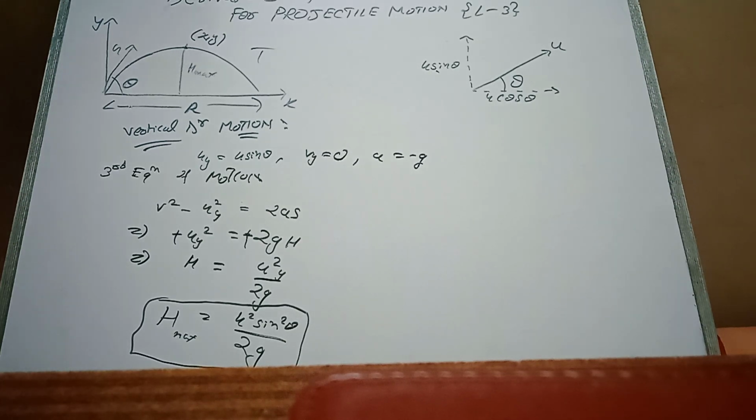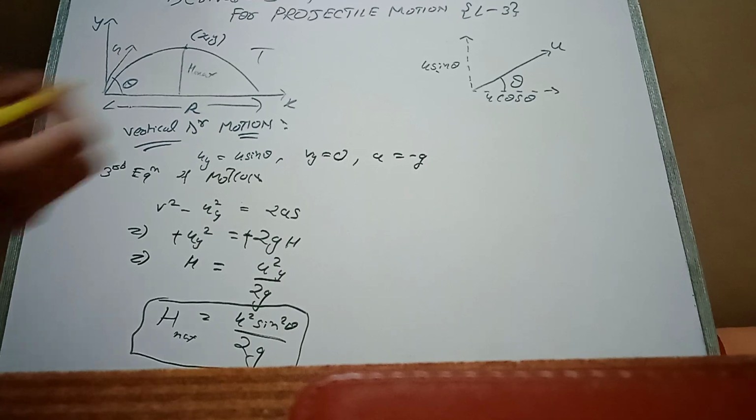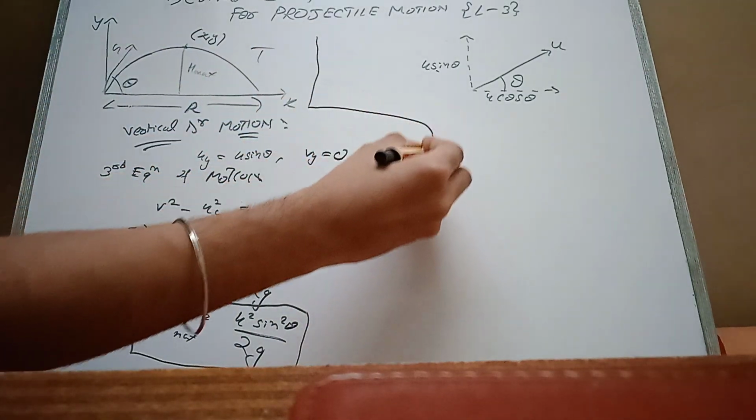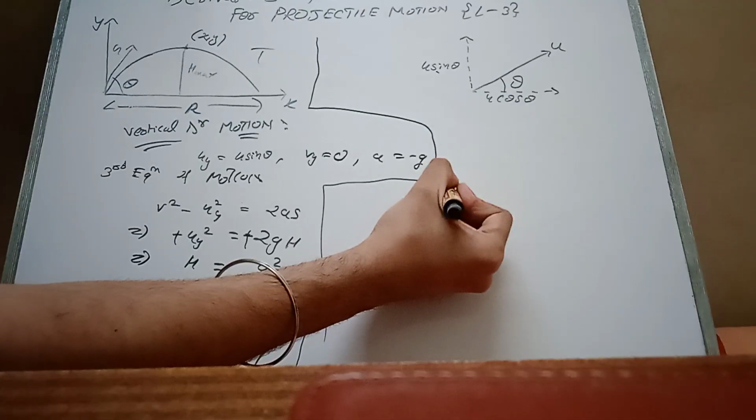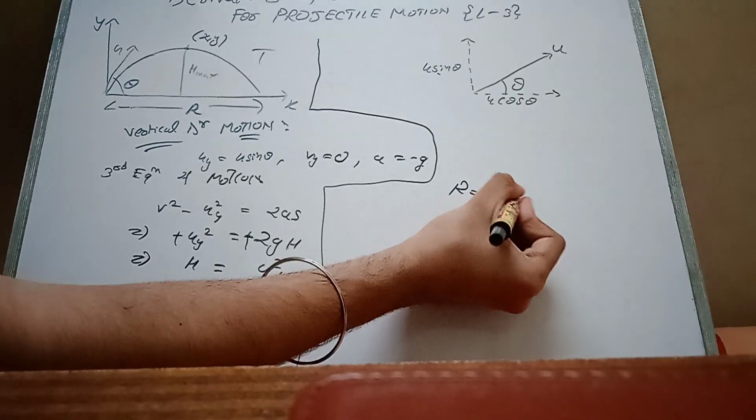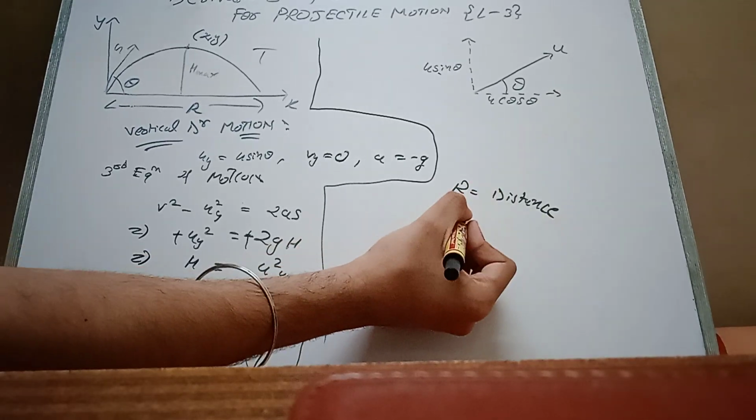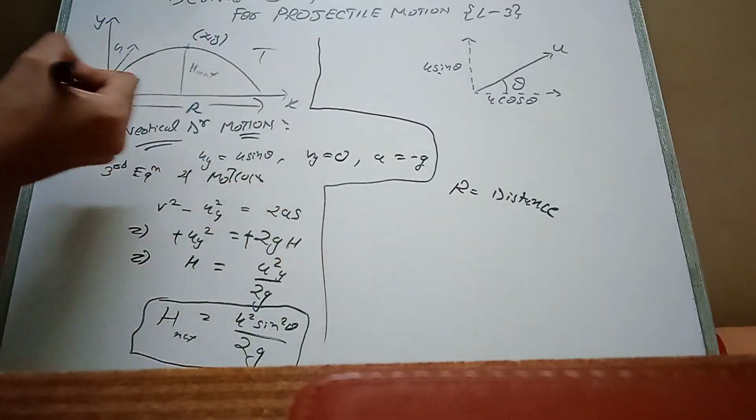Now the third thing is your range, the maximum range. Now you only have to take the horizontal motion, but the interesting part is you don't have to take it. Why? You don't need to worry about what to do in the x axis. Why? R is the distance, yes, in the horizontal direction.